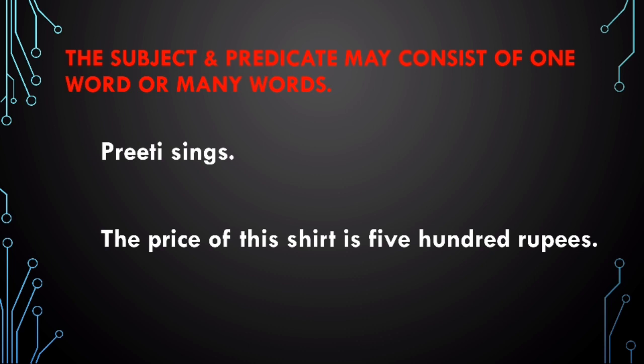But in the next part, just see. The price of this shirt is 500 rupees. Here we are talking about the price of this shirt. So the price of this shirt is the subject. Is 500 rupees is the predicate. Did you see? The price of this shirt: this subject has a number of words. In the same way, the predicate is 500 rupees, which also has a number of words. So it's not necessary that subject and predicate consist of only one word. They may consist of more than one word, right?